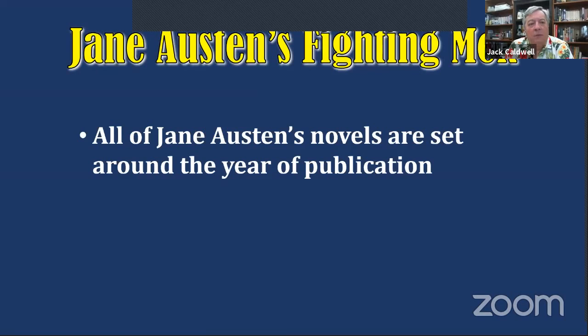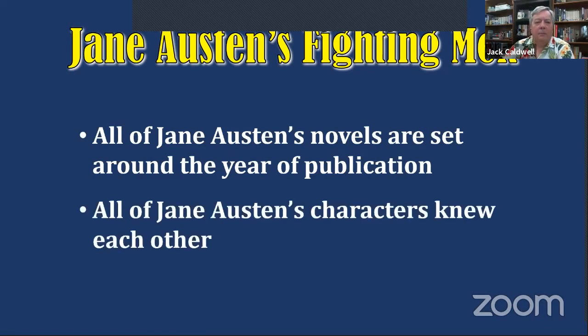First, all of Jane Austen's novels are set around the year they were published. So that means Sense and Sensibility is around 1810, 1811, Pride and Prejudice 1811, 1812, et cetera, et cetera, et cetera. Because that's important, because then I simply assumed that all Jane Austen's characters knew each other. So when you have the Darcys dealing with the Brandons, who are dealing with the Knightleys, this opens up the entire universe of Jane Austen.